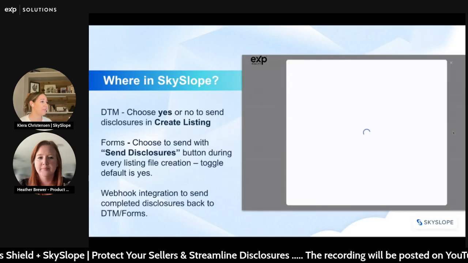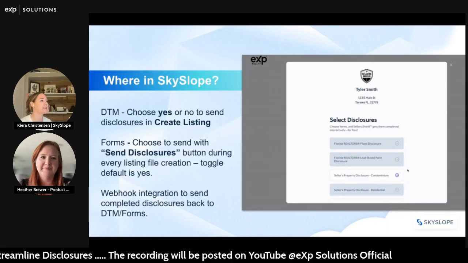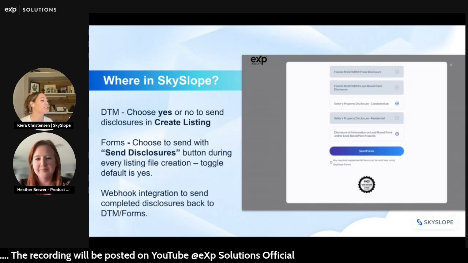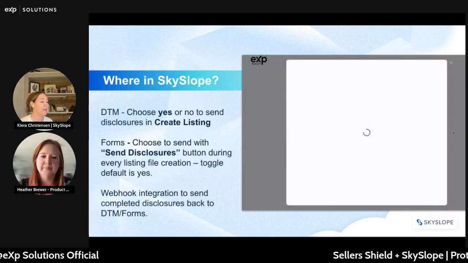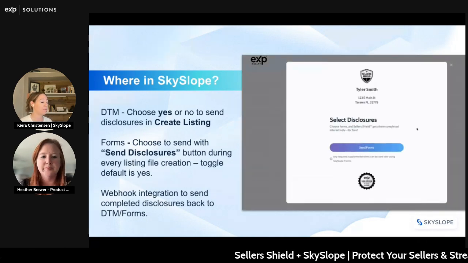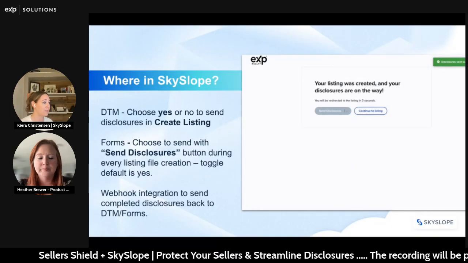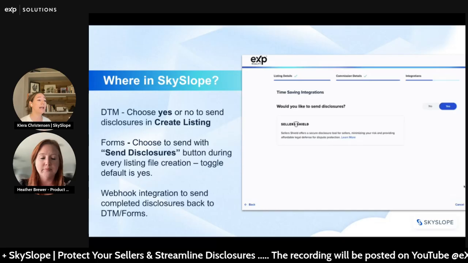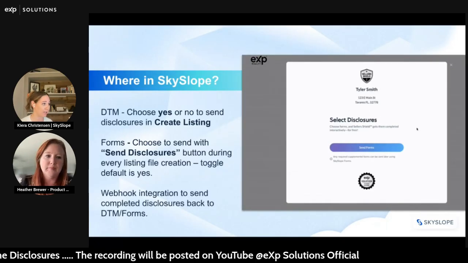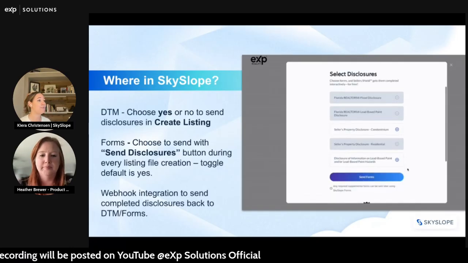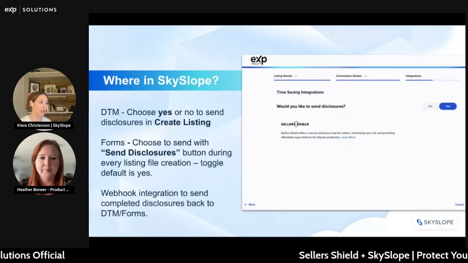Right off the gate, you might be thinking, okay, I might be keen to give this a try, but where am I going to locate this within SkySlope? We actually have a couple of different routes, and I'm going to highlight this within my own demo account here today. You're going to have access to initiate this flow directly through SkySlope Forms by sending your disclosures, either using a direct button to get that initiated, or it'll actually pop up and let you know, hey, these disclosures are better suited to work through Seller Shield. Additionally, you have your quick action menu in your transaction management dashboard that will initiate this workflow as well.